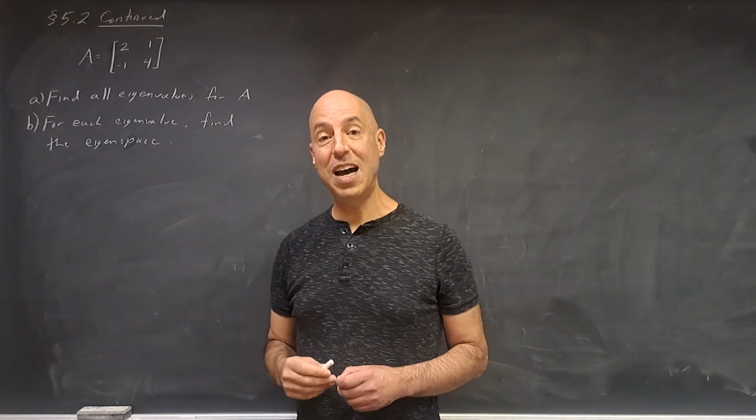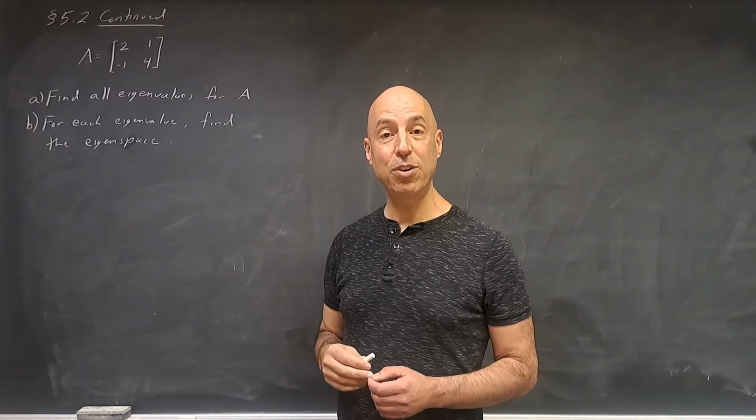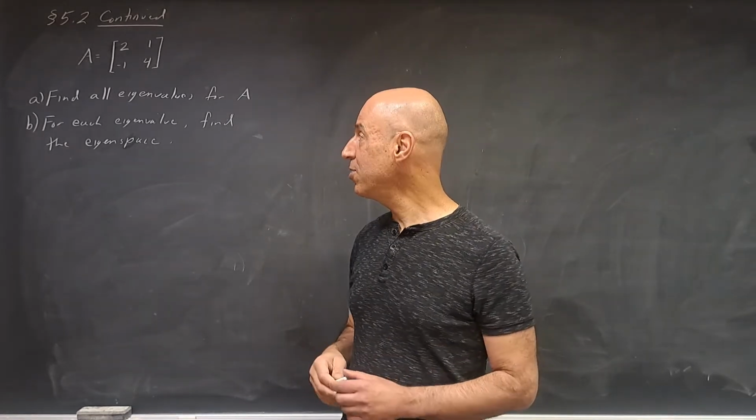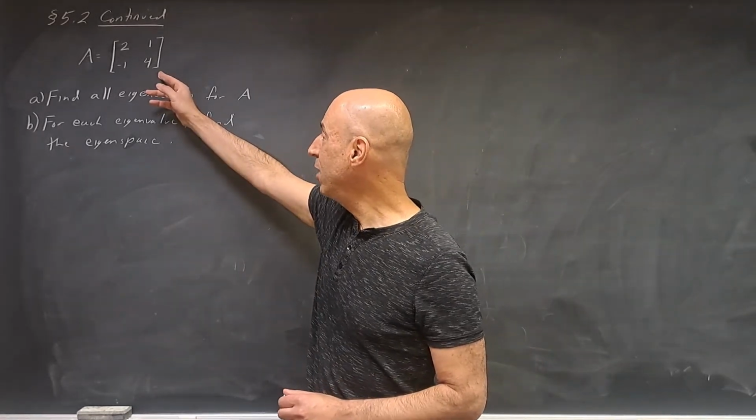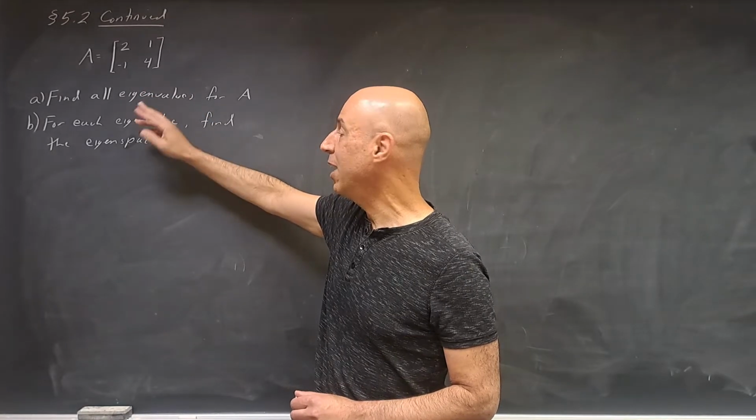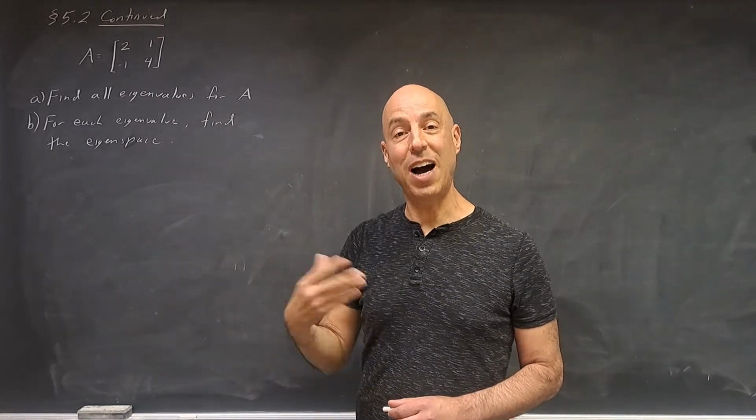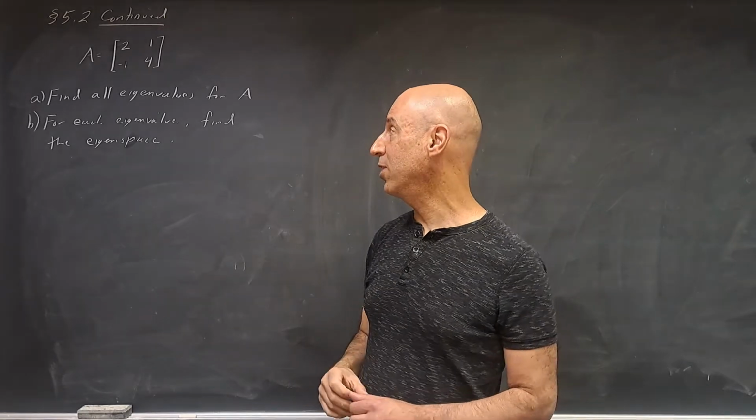So we're going to continue now with section 5.2, eigenvalues and eigenvectors. And we're going to do another 2x2 matrix, find all the eigenvalues, and for each eigenvalue, we're going to find the set of eigenvectors that goes with it, the eigenspace that goes with it.